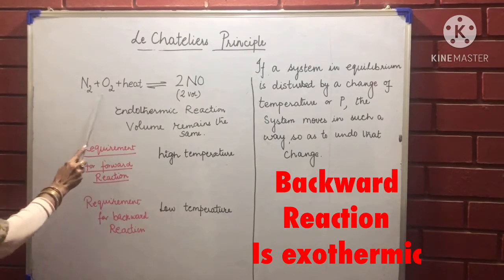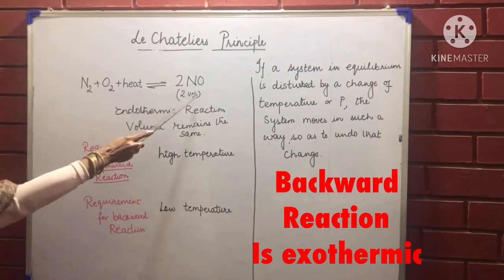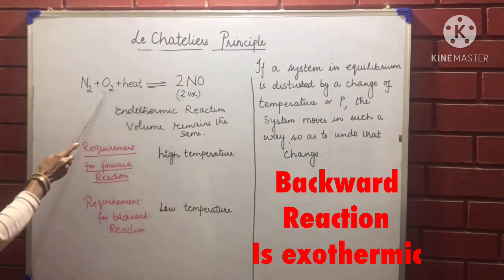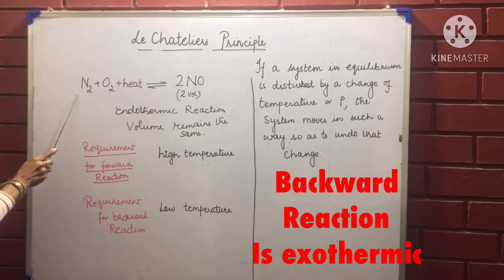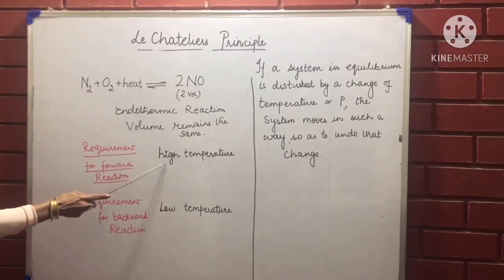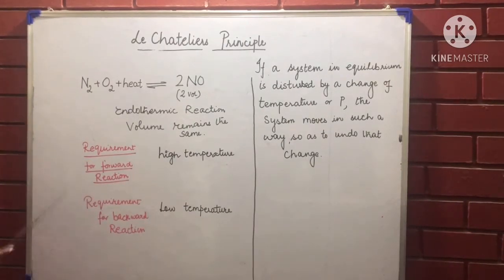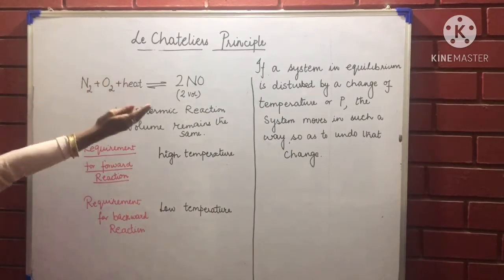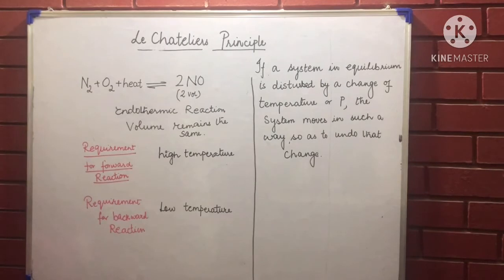So the forward side requires heat. The backward reaction does not require heat, so the backward reaction will take place at low temperature. The forward reaction will take place at high temperature. More and more nitric oxide will be formed if I have high temperature. Plus, if I increase the concentration of nitrogen and oxygen, product will be formed. If the concentration of NO is increased, reactants will be formed.